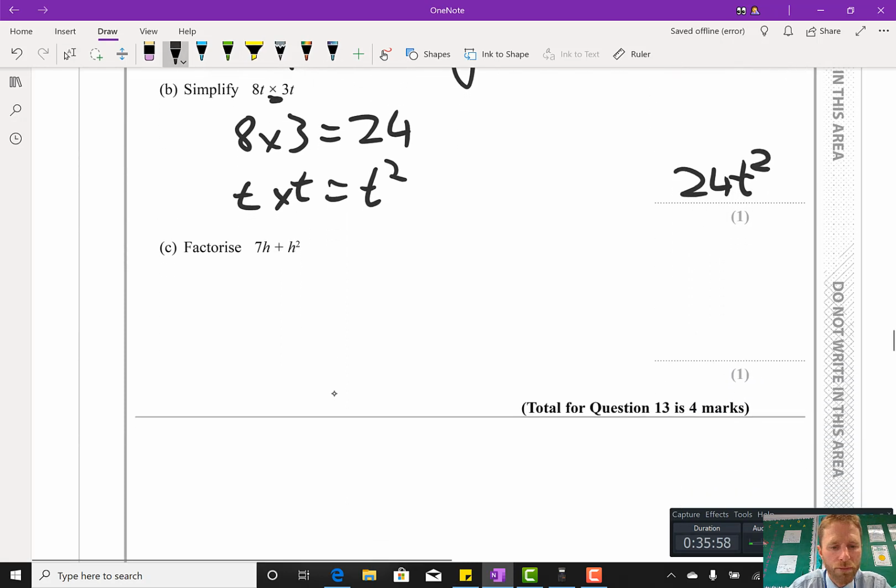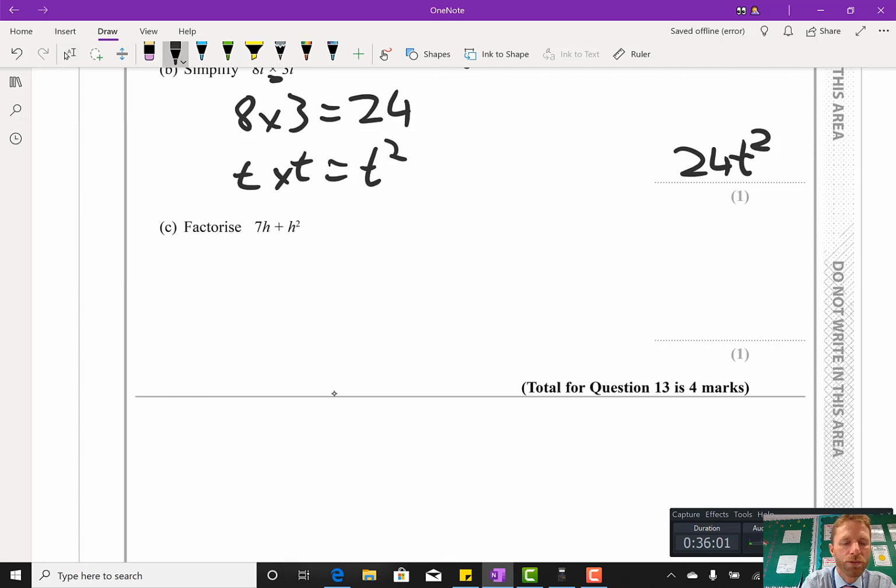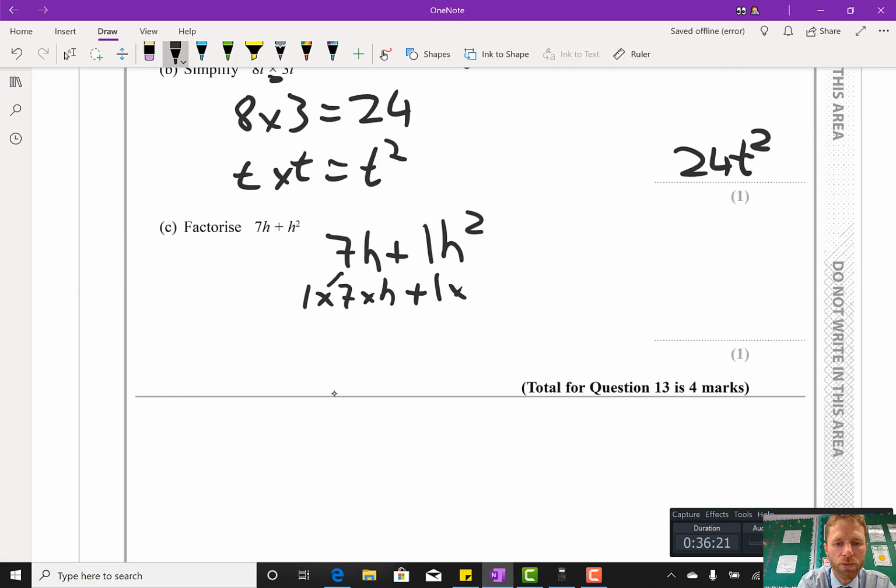Factorise 7h plus h squared. So first thing we need to do is split this up into factors. So we have 7h plus, and this sometimes helps, 1h squared. So highest common factor of 7 and 1 is 7. So we've got 1 multiplied by 7 multiplied by h plus 1 multiplied by 1 multiplied by h multiplied by h. How do I know there are two h's? Because it tells me here. So there we are, all split up into factors. So need my brackets. Pairs go on the outside, so we have a pair of 1s, a 1 could go on the outside.